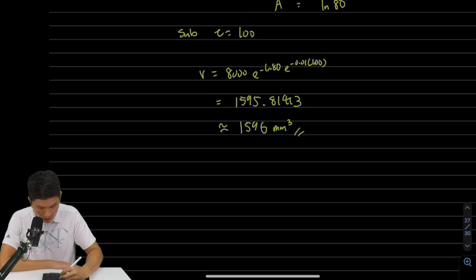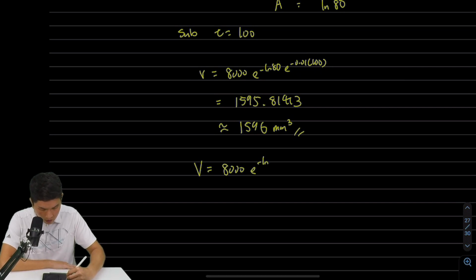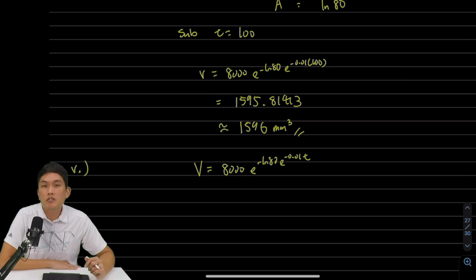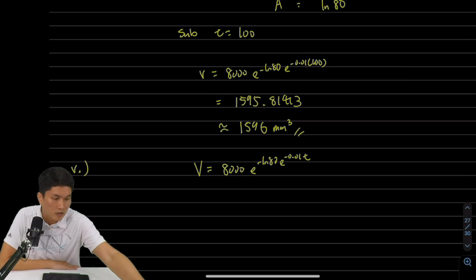Again, let's write down the equation. V equals to 8,000 e to the negative natural log 80, e to the negative 0.01 t. Okay, so this is part 5. Let's sketch this graph. So let's use the GC, the graphic calculator.